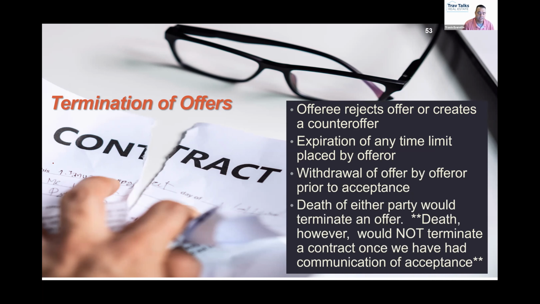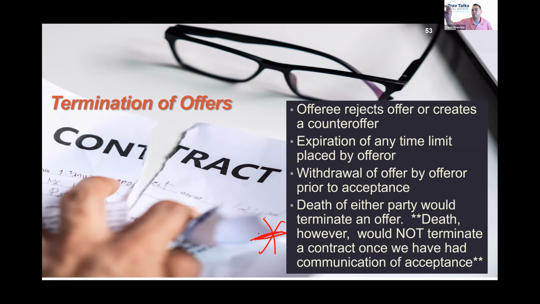And then this one, this is a huge one for test-taking purposes. If we are still in the offer stage, if we have not yet formed a contract, death of either party. So who are the two parties to this offer? Buyer and seller, correct? Right. If either of them dies while this is still an offer, the offer is dead as well.